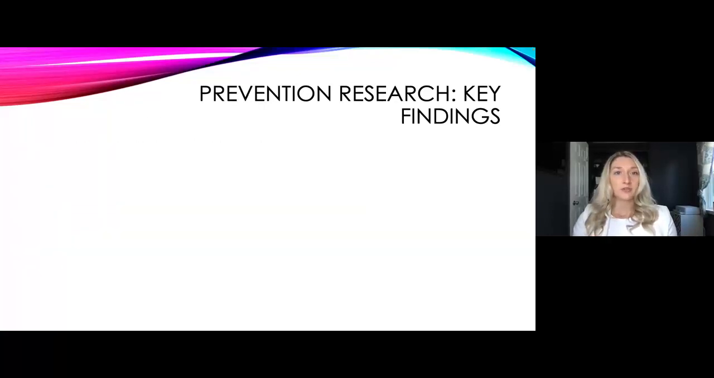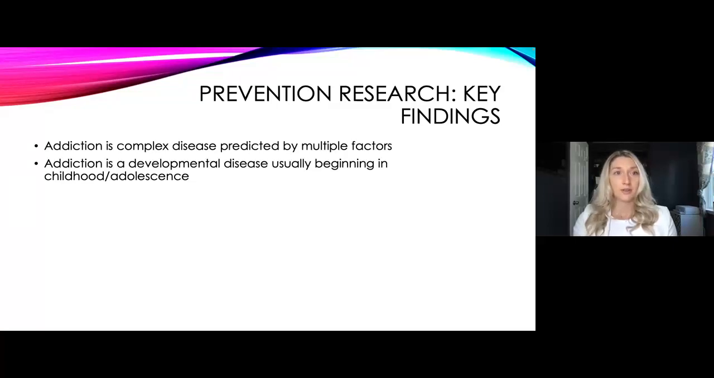So when we look at the prevention research, what are some of the key findings that have come out of this? Well, we found that abuse of alcohol, tobacco, and illicit drugs cost the United States more than $740 billion annually related to crime, lost work productivity, and healthcare. So addiction is a complex disease that is predicated by multiple factors. Remember, you can have co-occurring disorders.